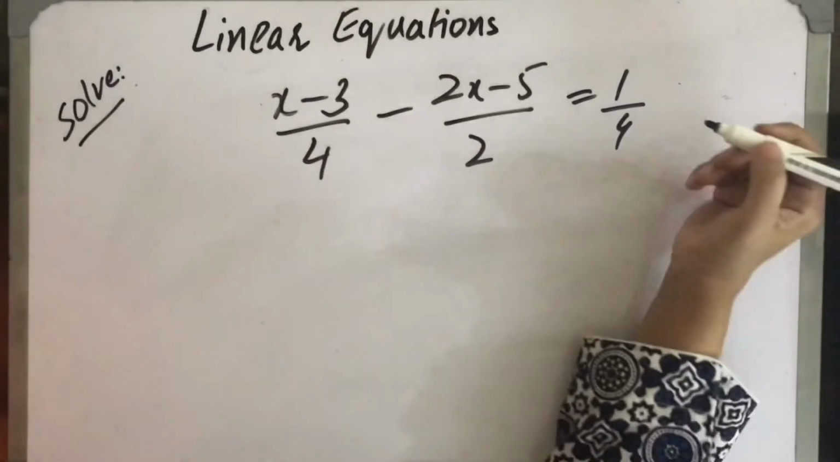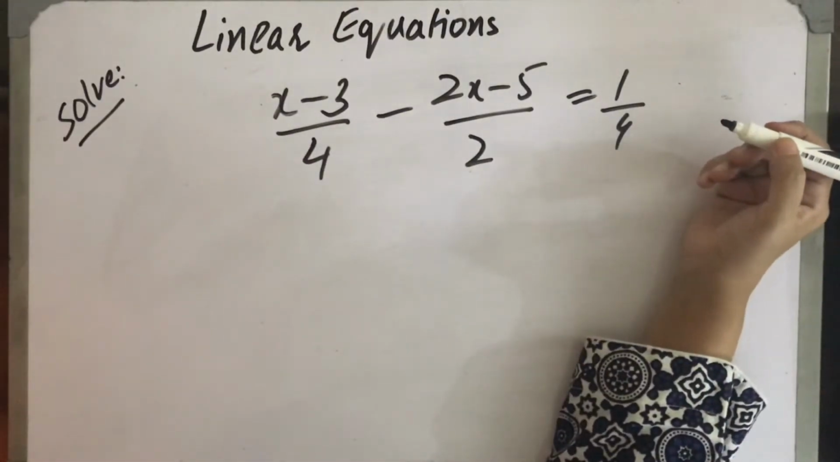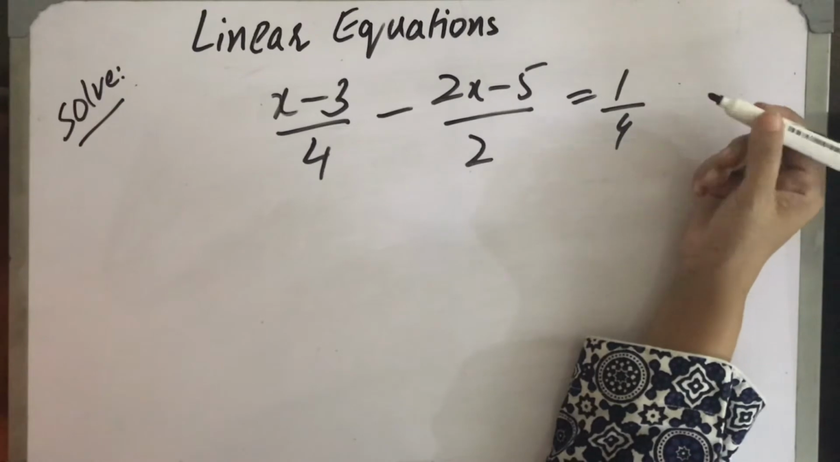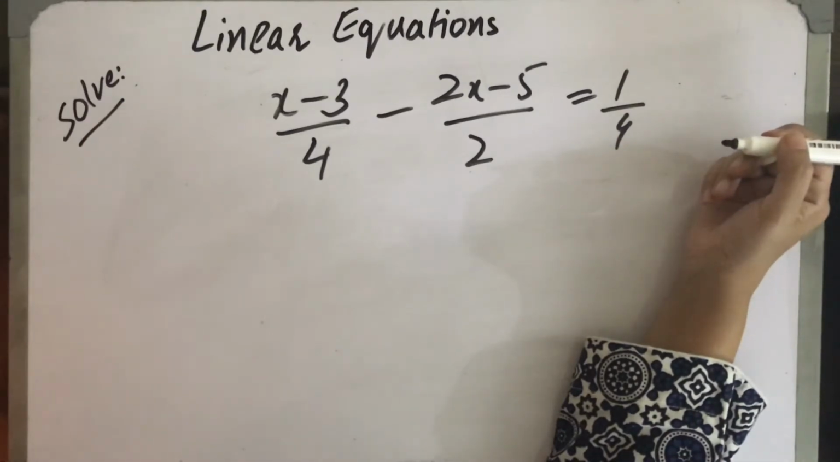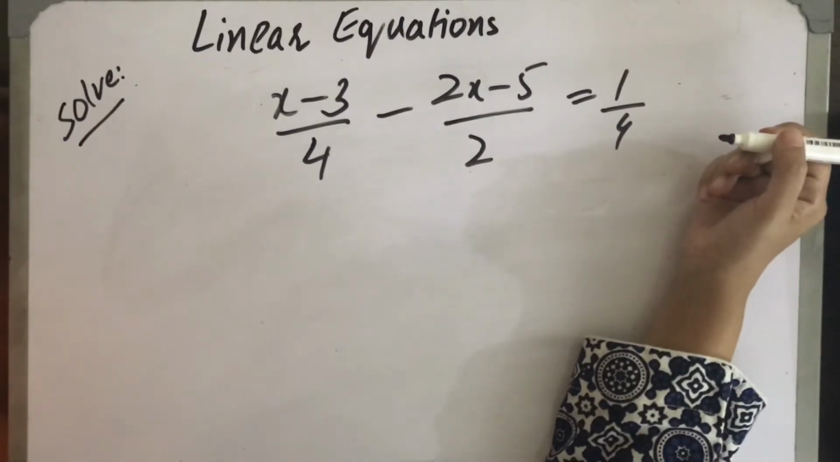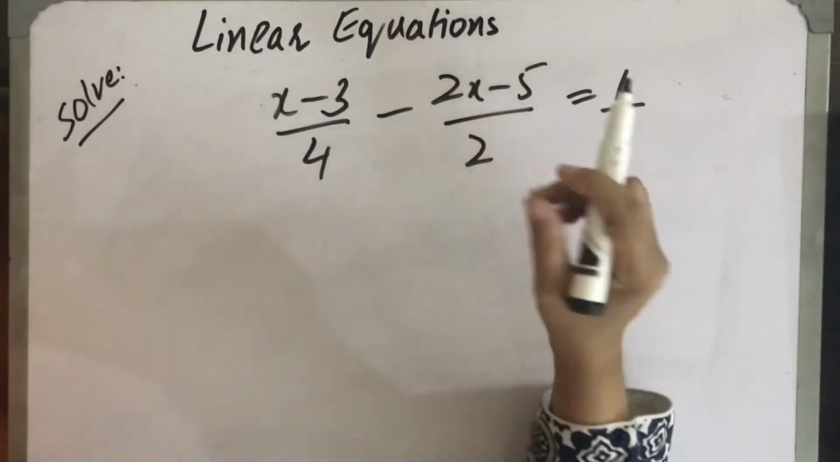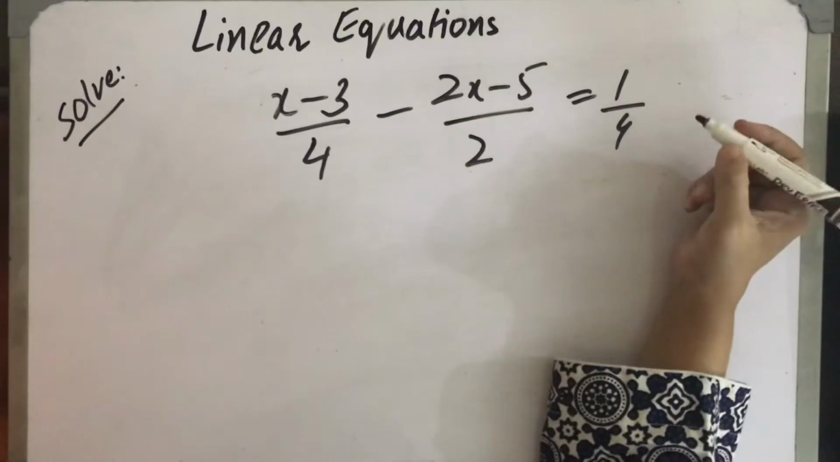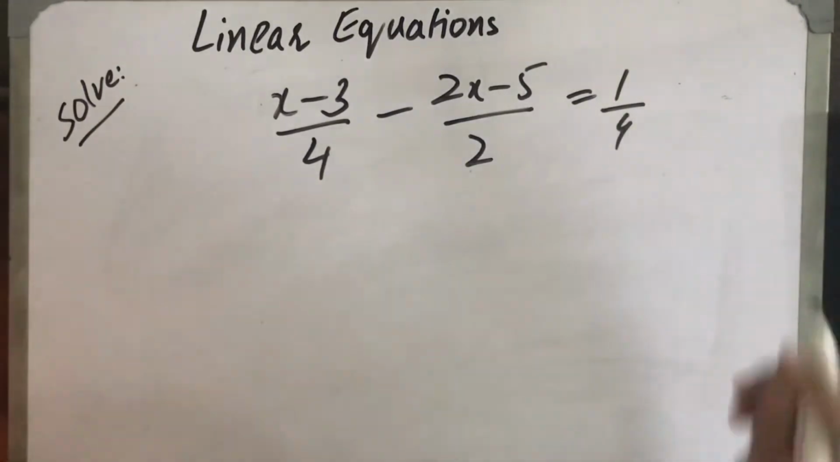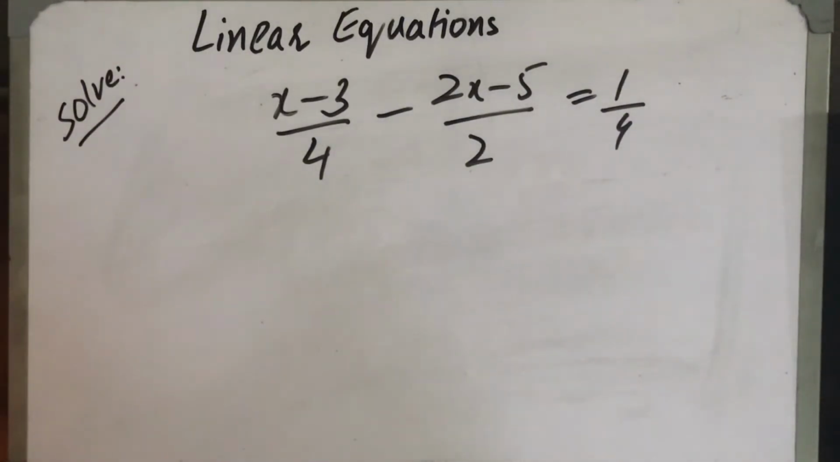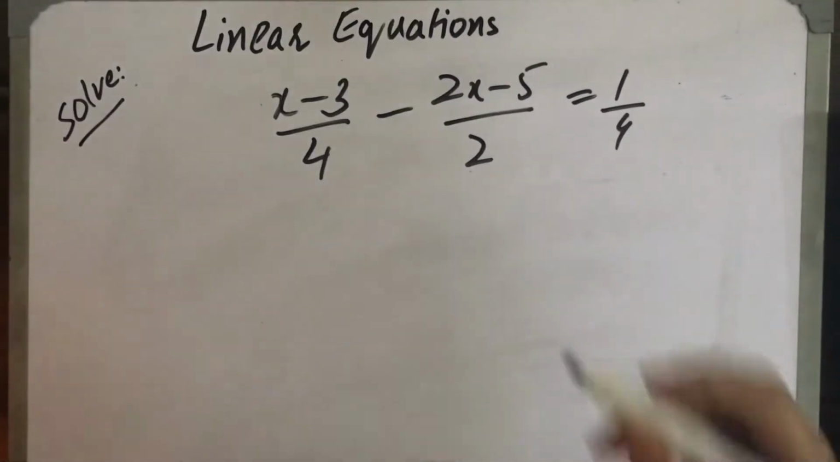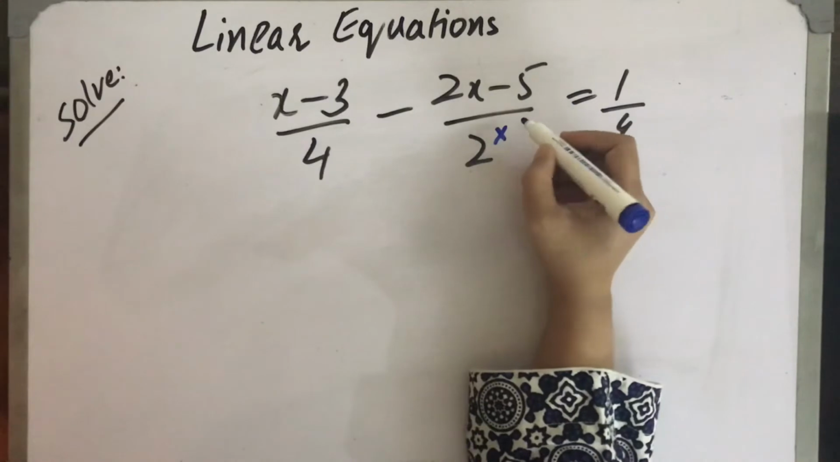The next question, having fractions: x minus 3 over 4 minus 2x minus 5 over 2 equals 1 by 4. So here we cannot do cross multiplication because there is a negative sign and the two fractions are having the operation of subtraction. So first we shall take the LCM and make their denominators the same. 4 is a multiple of 2, so we shall have the LCM, the least common multiple, 4.